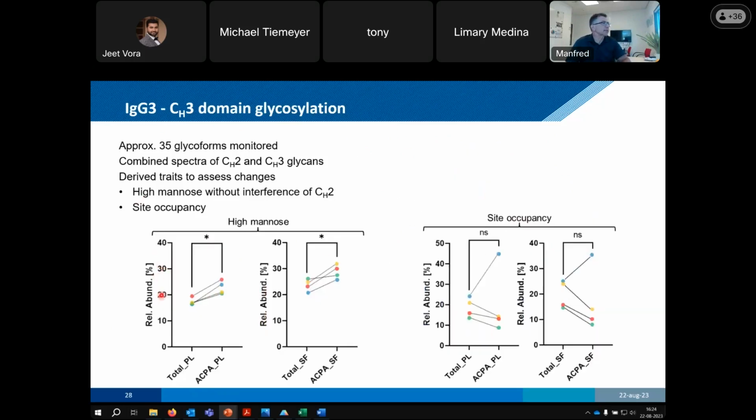But if we now look in the next slide at different patients, then we see that, again, the autoantibody is different from total IgG in terms of this CH3 domain glycosylation. And the difference lies, for example, in hybrid glycans, in their relative abundance. So they are more abundant for the autoantibodies versus total IgG. But also site occupancy is different. So plasma cells producing antibodies obviously do this differently for the bulk IgG versus these autoantibodies.